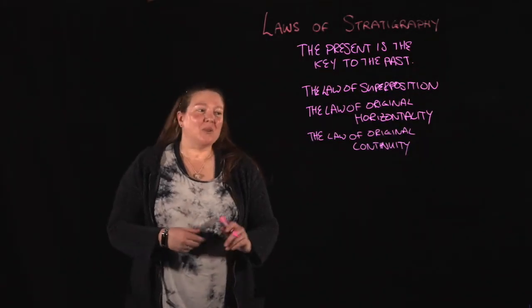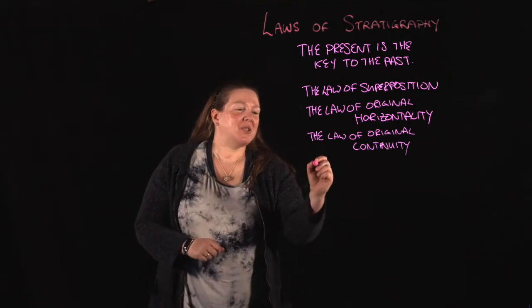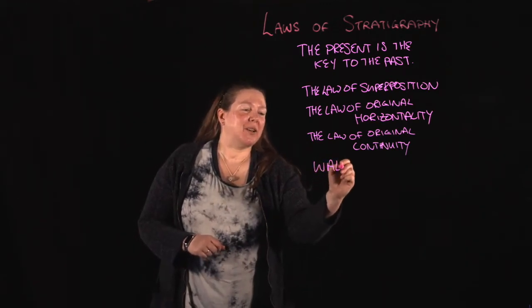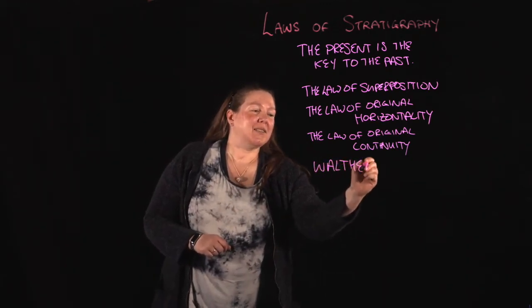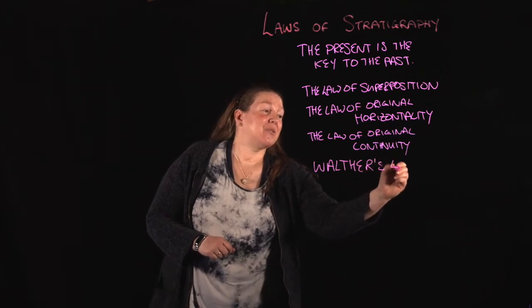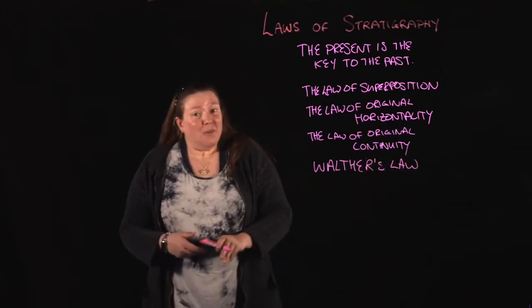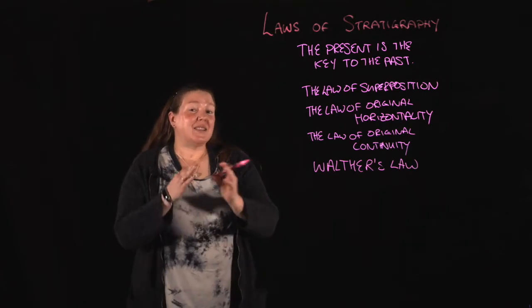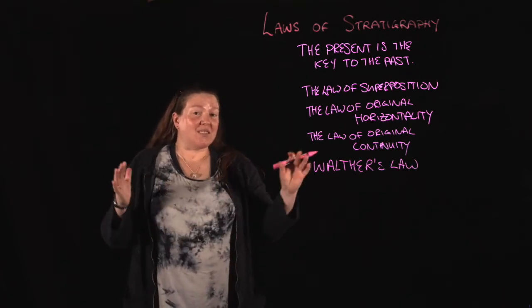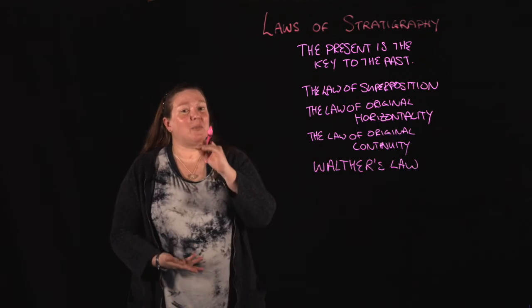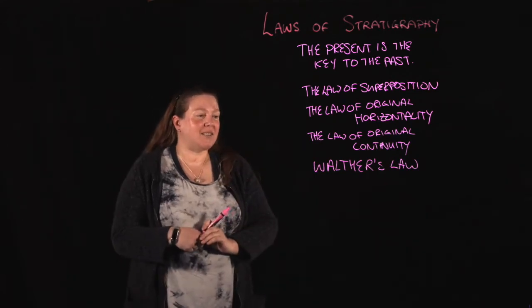The next law was postulated in the 1840s by a guy called Walther, and is therefore known as Walther's law. Walther's law is about these lateral transitions in facies and how that stacks up into vertical transitions of facies.